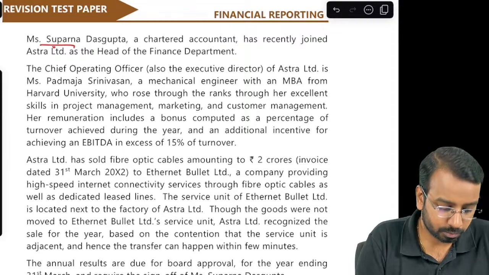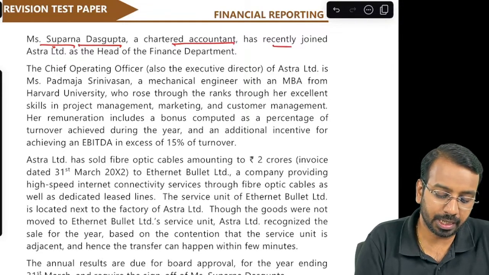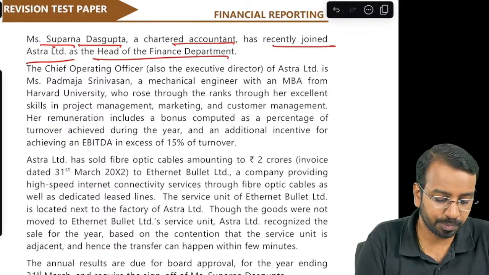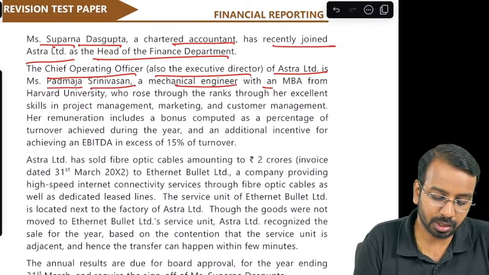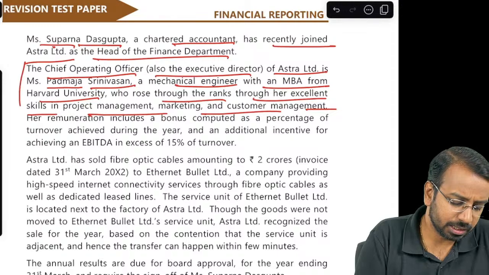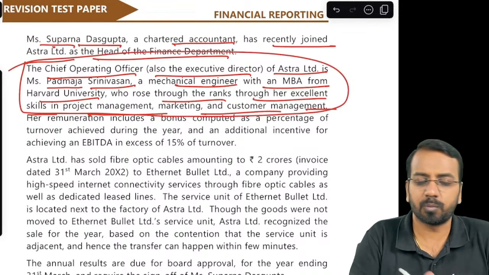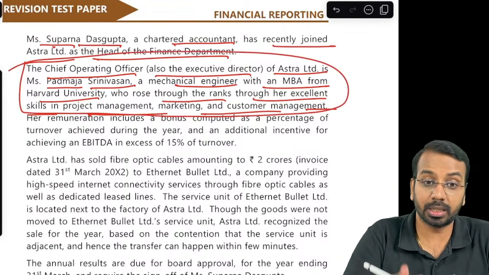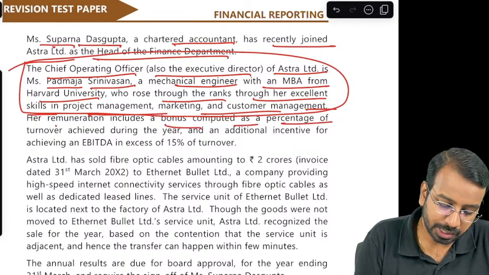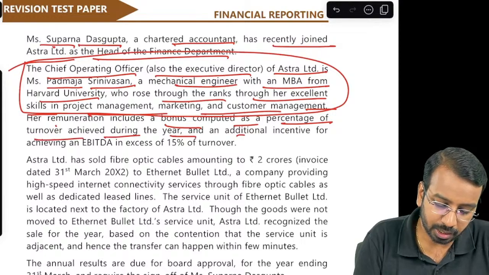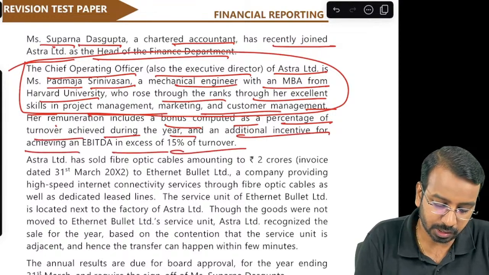Miss Suparna Das Gupta, a chartered accountant, has recently joined Astra Limited as head of finance. The COO, also the executive director of Astra Limited, is Miss Padmaja Srinivasan, a mechanical engineer with an MBA from Harvard University, who rose through the ranks through her excellent skill in project management, marketing. So basically, this information is to be forgotten unless the question asks it, or there is a question based on this subsequently. Her remuneration includes a bonus computed as a percentage of turnover achieved during the year and an additional incentive for achieving EBITDA in excess of 15% turnover.